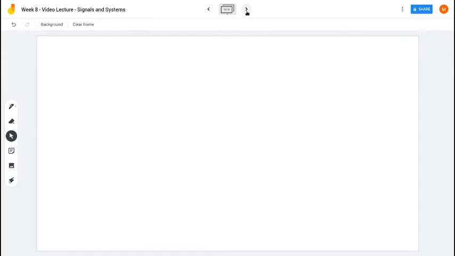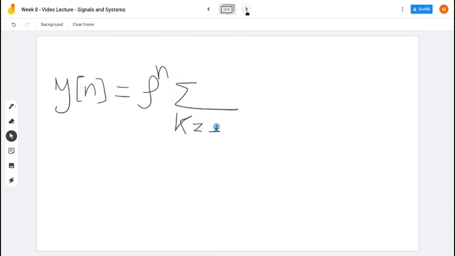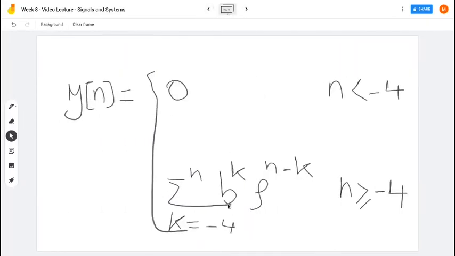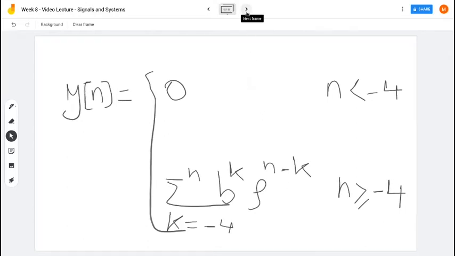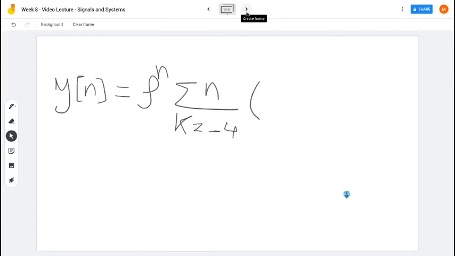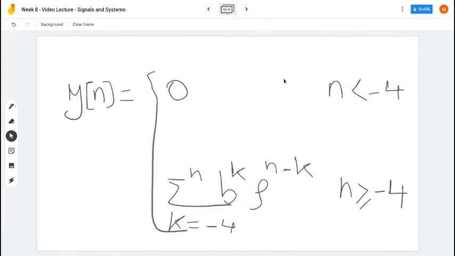So y of n will be equal to rho to the power n, summation over the variable k going from minus 4 up to n, and inside the summation we will be having b to the power k, rho to the power minus k, which is b over rho to the power k. And this summation is true as long as n is larger than or equal to minus 4.